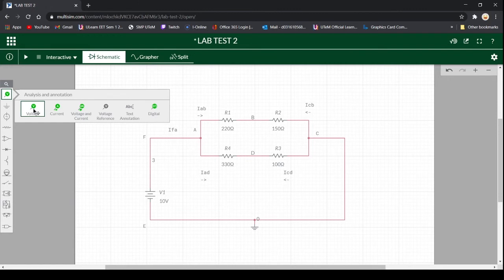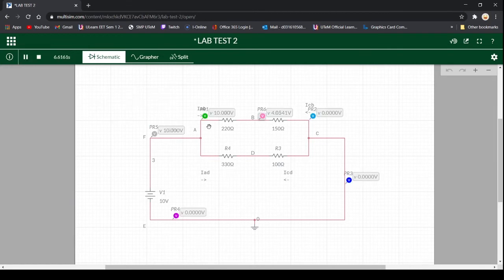Next for table 3, voltages around loop. So for ABCEFA, we put 6 probes on the circuit and we add the 6 probes. So 10 volts plus 4.0541 plus 0 plus 0 plus 0 and plus 10 volts. So we get 24.054 volts.